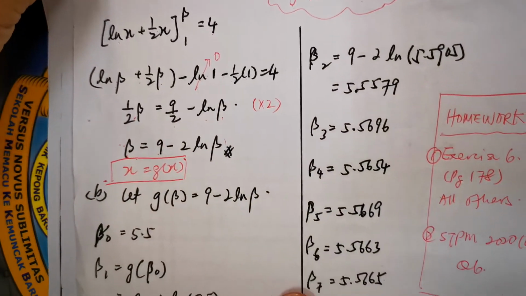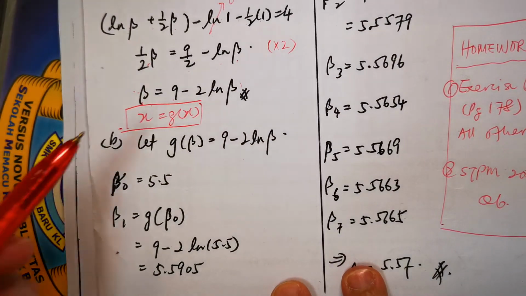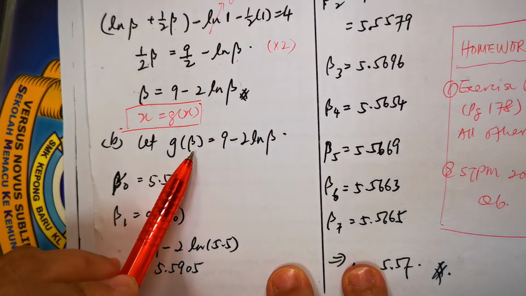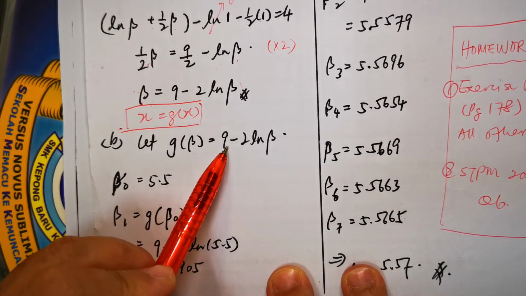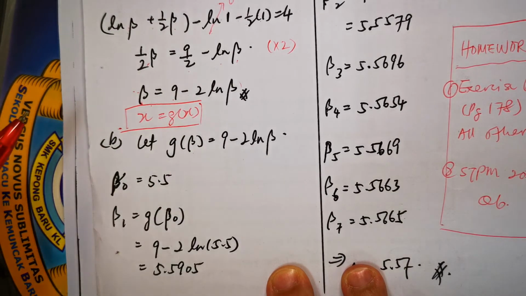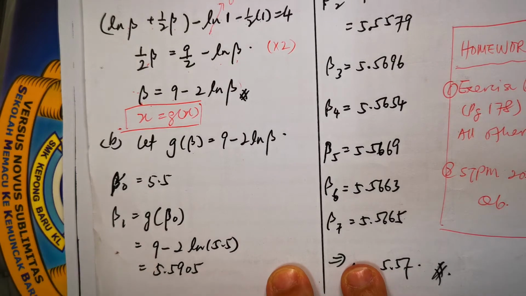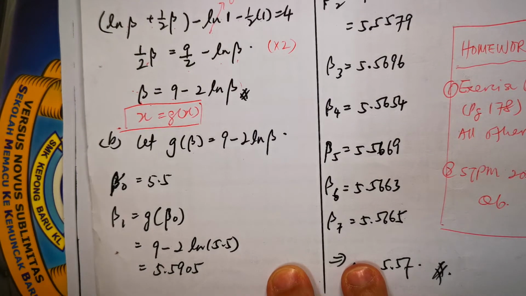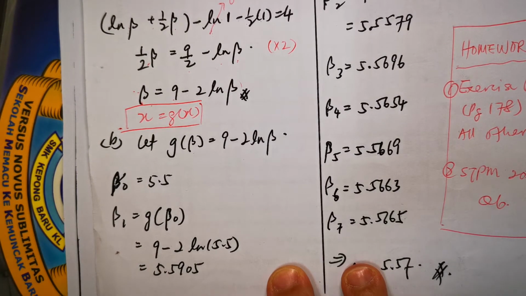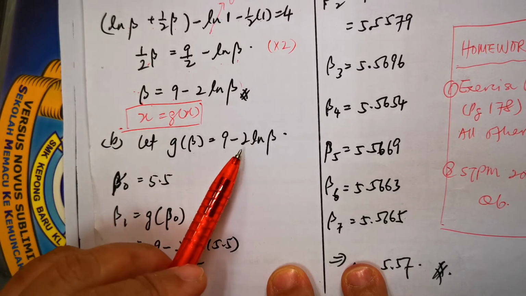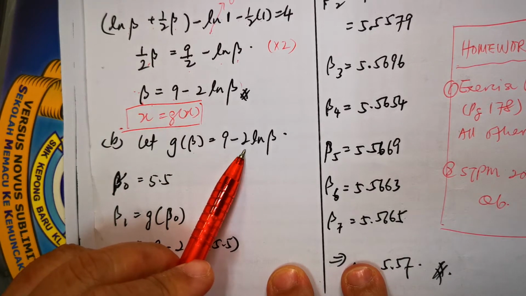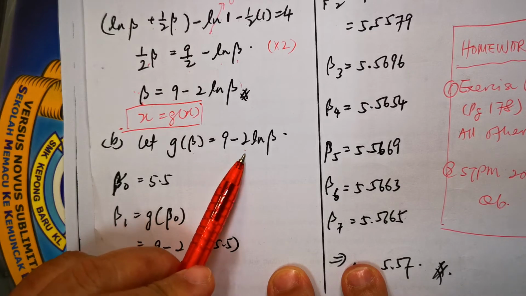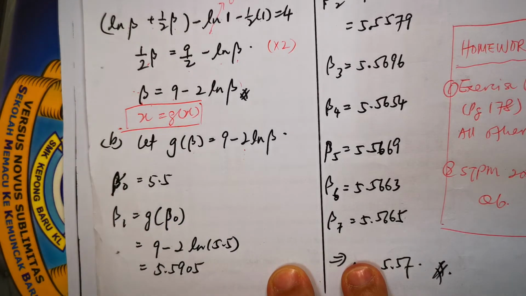So next step. The right hand side will be our g(beta). So g(beta) is 9 minus 2 ln beta. So this one we don't have to prove whether it's converged or not, because the question just asks us to find the roots. So we don't have to prove whether this one is converged or not. Definitely it is converged, because they only give you 4 marks.